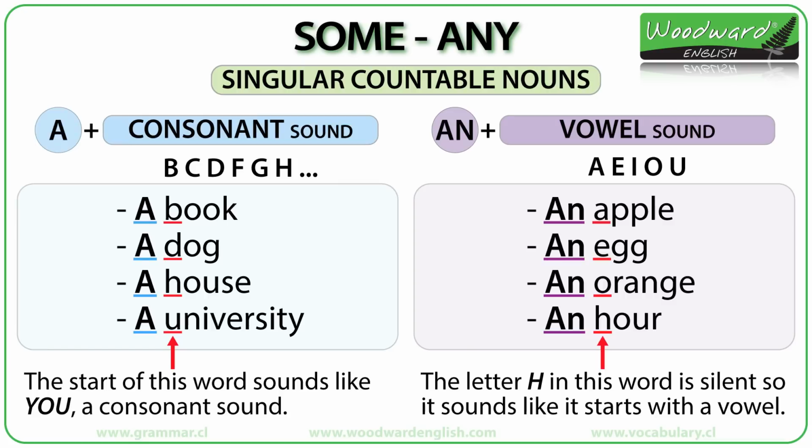An is used when the next word starts with a vowel sound. An apple, an egg, an orange, an hour. The letter H in this word is silent, so it sounds like it starts with a vowel. For more information, see our video about the difference between a and an in English.